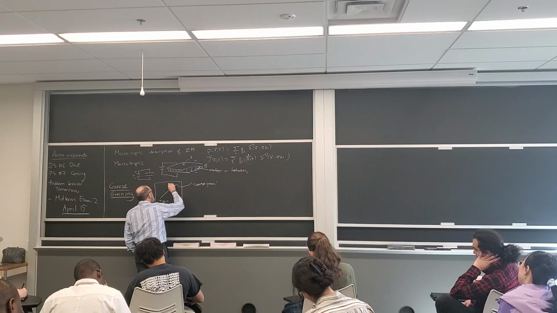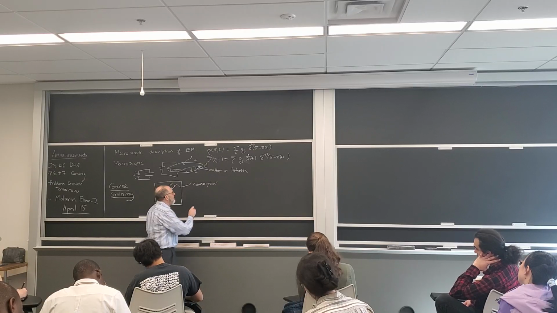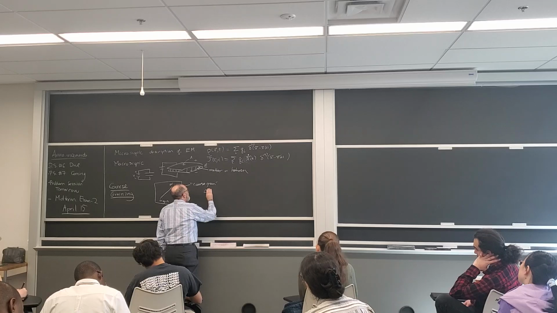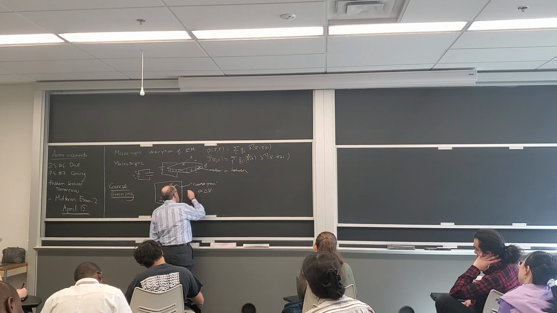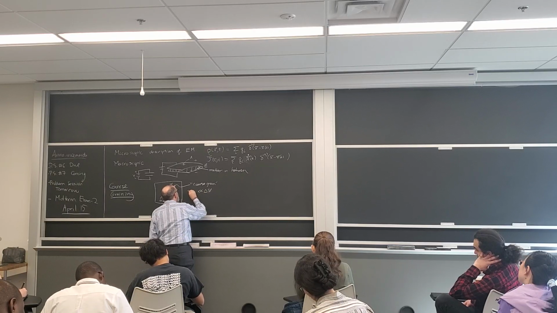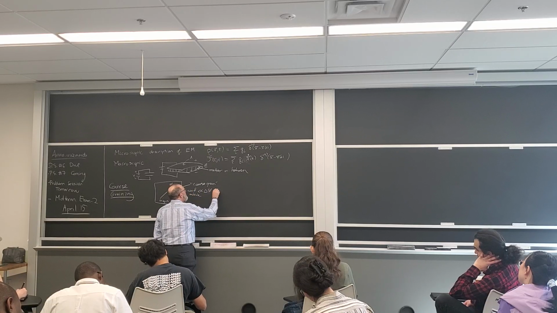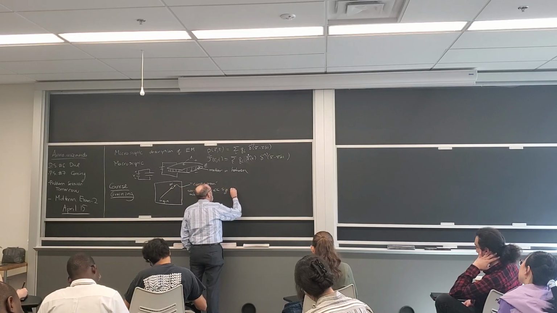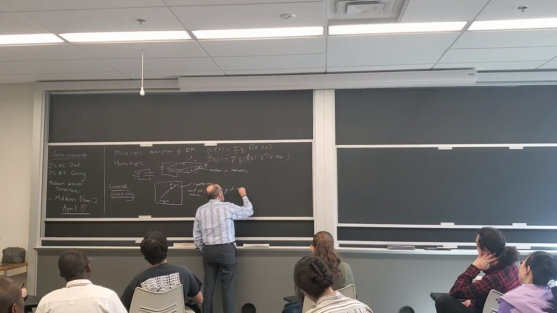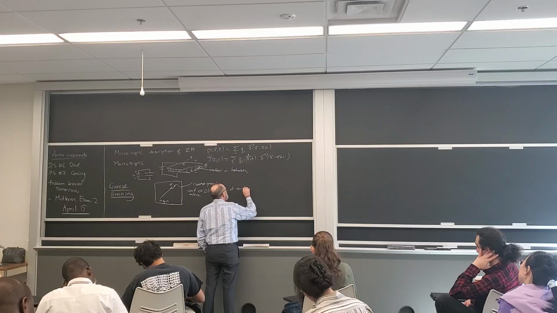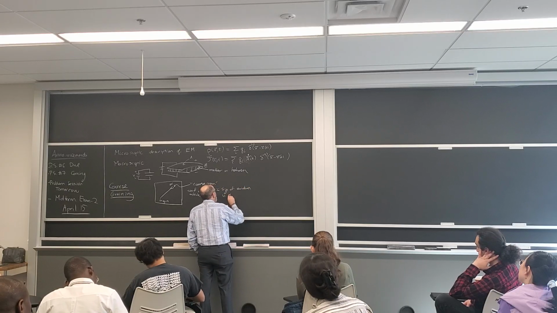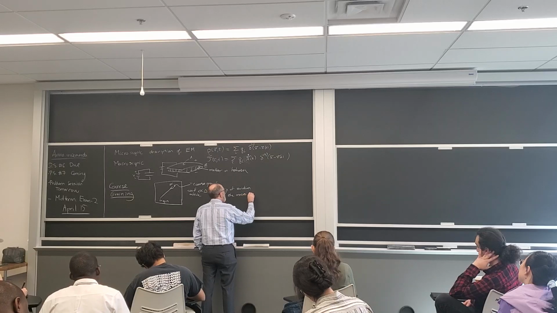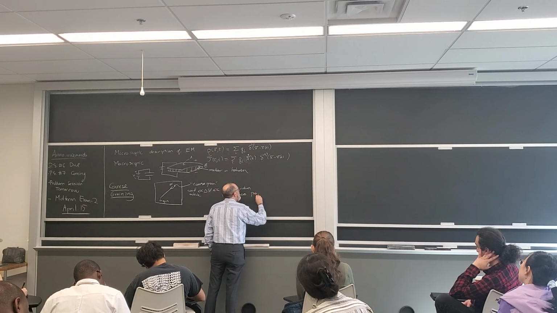It has some volume, a little volume, delta V, and delta V is coarse in the sense that it's much bigger compared to, say, the size of a molecule, but much, much smaller than the size of variation in the macroscopic properties. This is very vague.